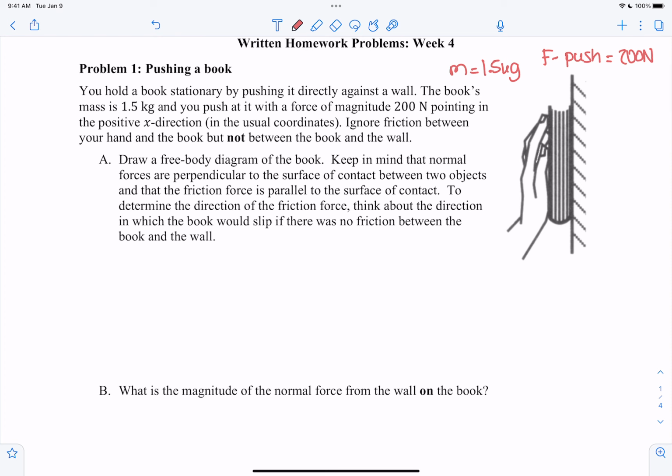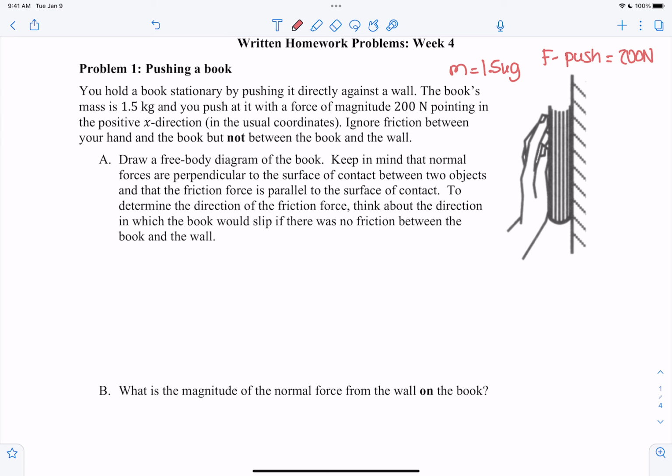So that being said, we can move on to part A. It says draw a free body diagram of the book. Keep in mind that normal forces are perpendicular to the surface of contact, and that's something I repeated a lot in previous sessions as well. The force is perpendicular to the surface of contact between two objects, and the friction force is parallel to the surface of contact. To determine the direction of the friction force, think about the direction in which the book would slip if there was no friction between the book and the wall.